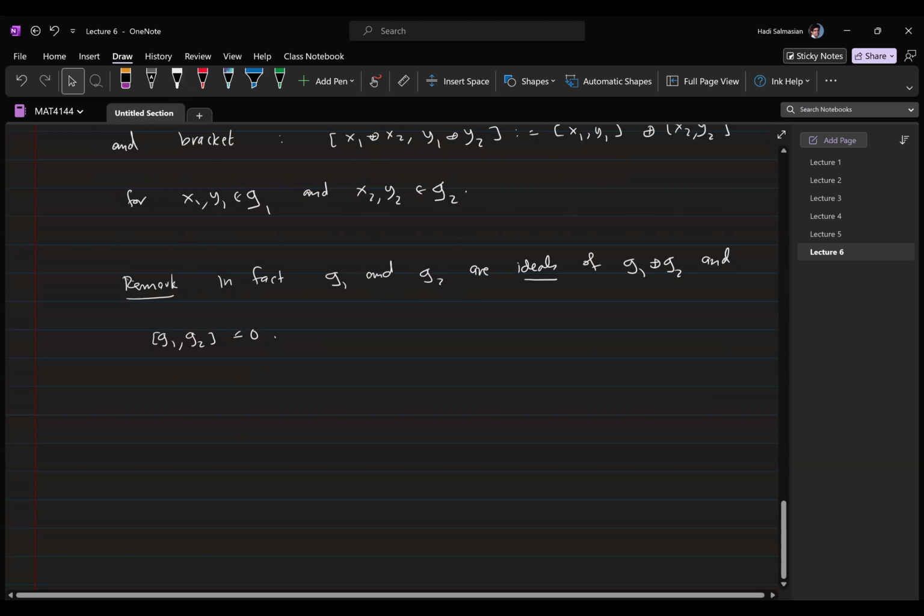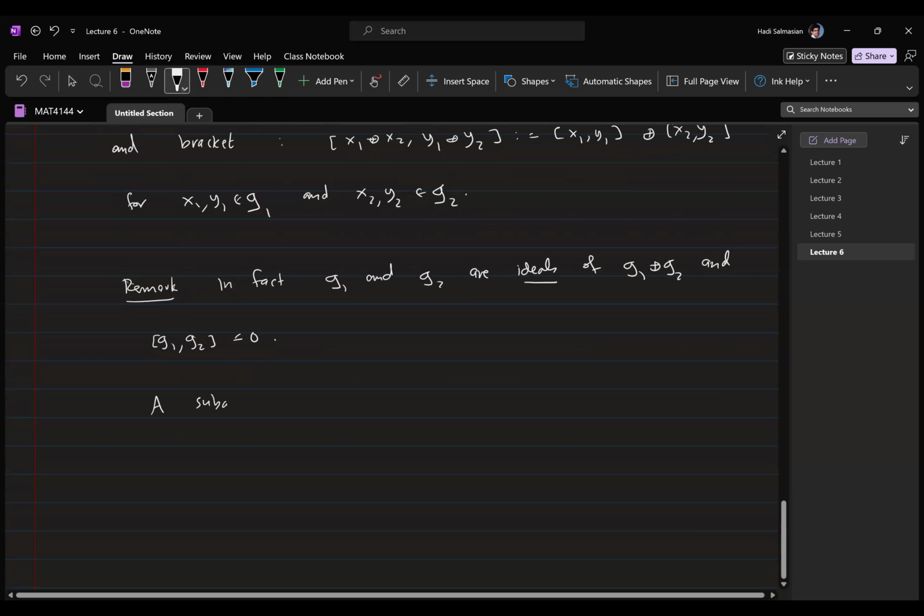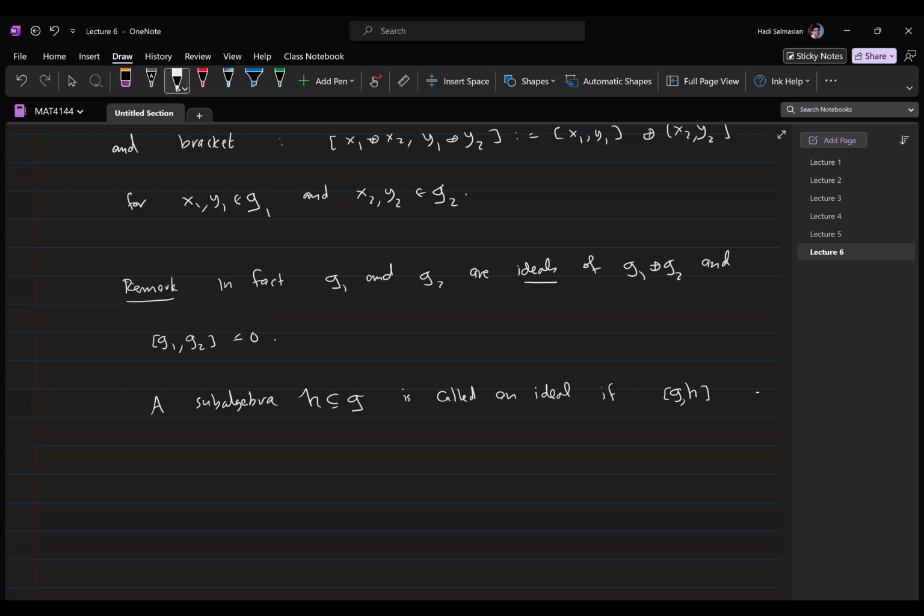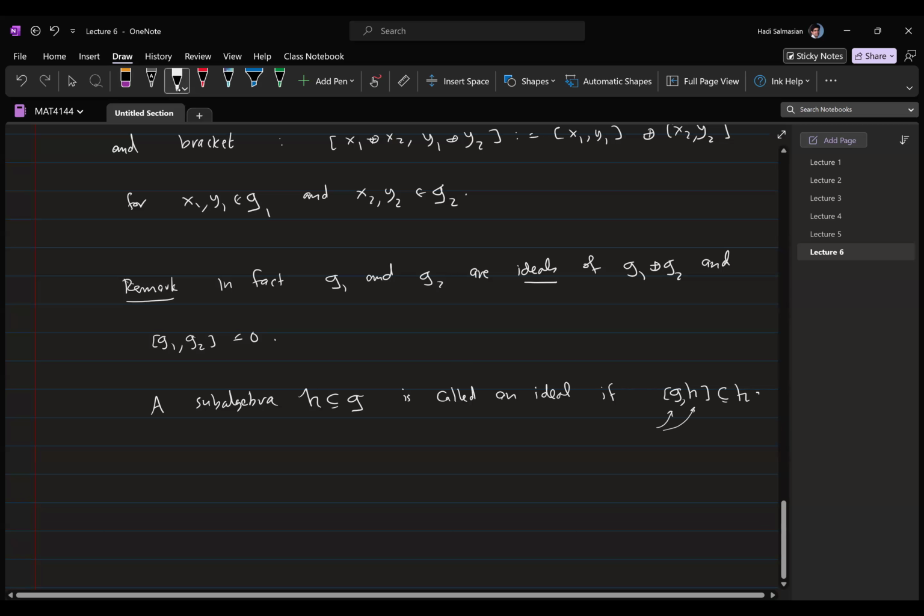What does an ideal mean? A subalgebra H of a Lie algebra G is called an ideal if not only it's closed under the bracket, but when you take the commutator with elements of G, you end up in H. Well, this is just an inclusion, not equality. So this relation means for any X in G and any Y in H, the bracket will lie in H.